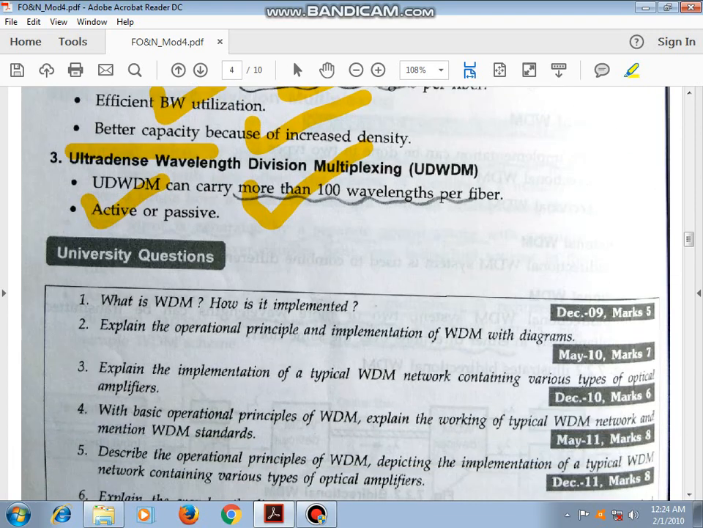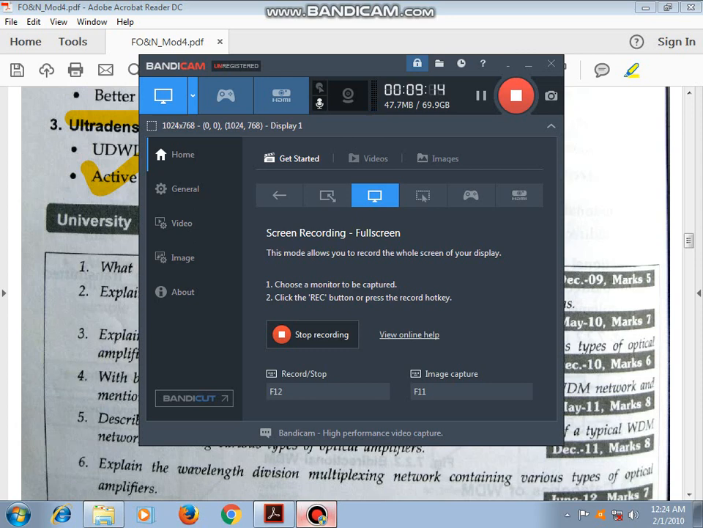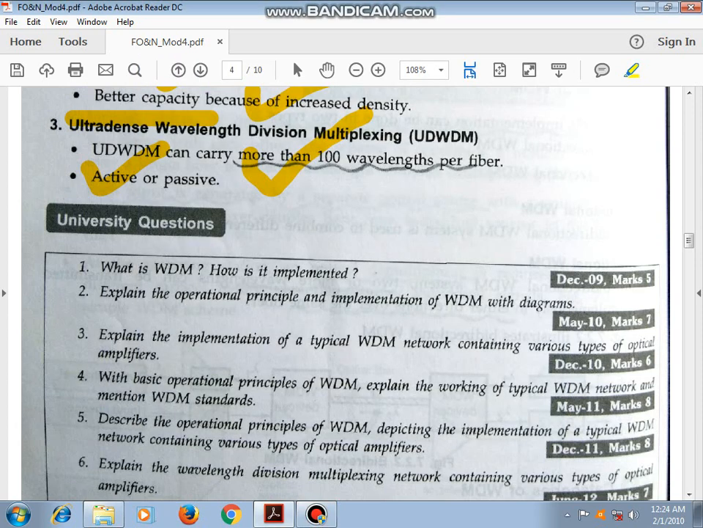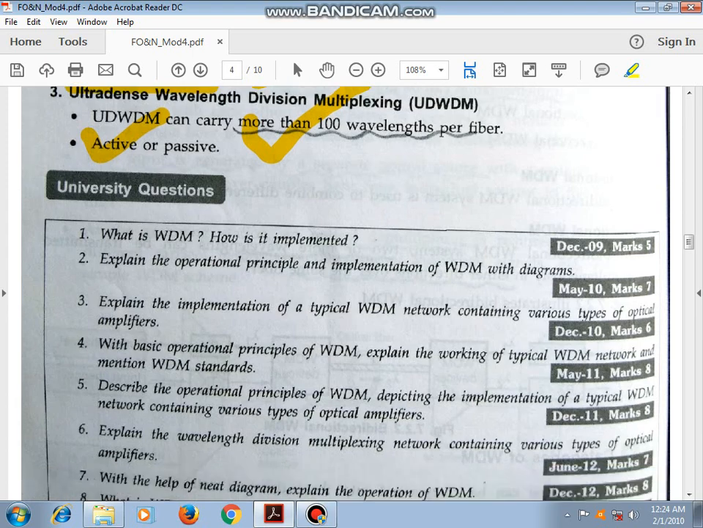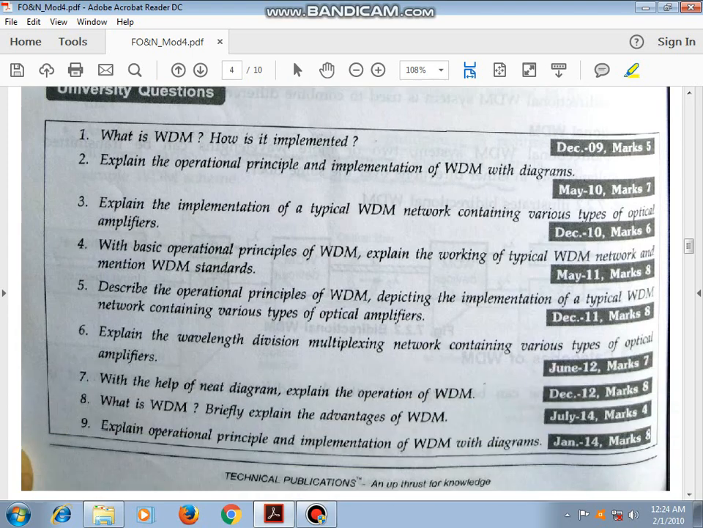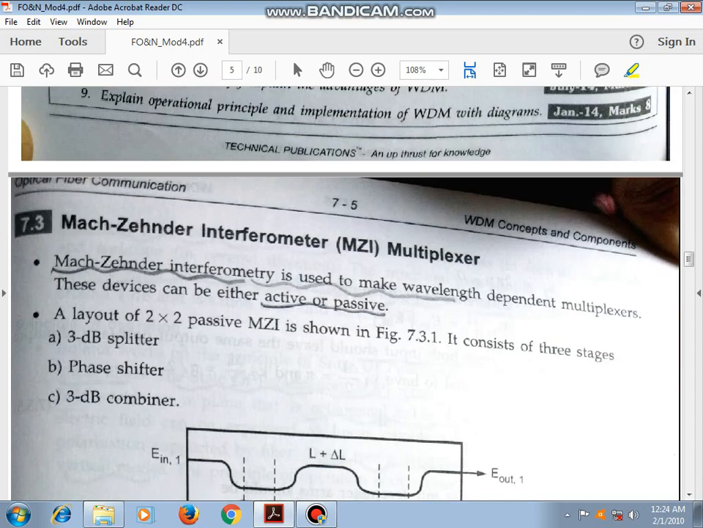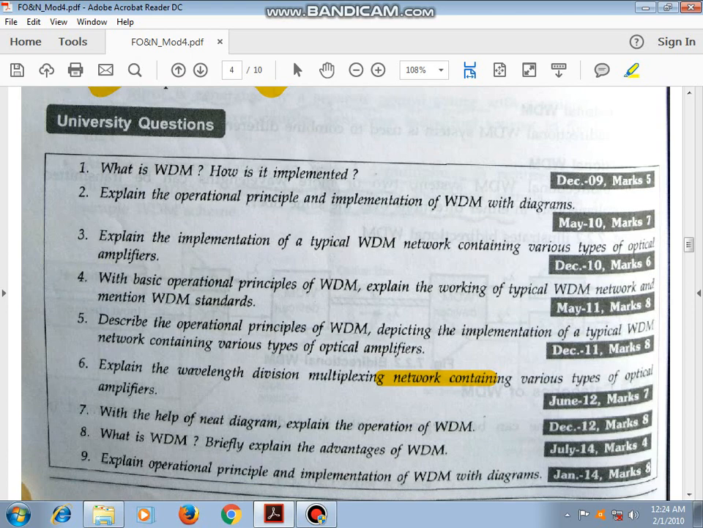So what are the university questions we may get? We will get: what is WDM, how is it implemented. Next, explain the advantages of WDM; in the features of WDM itself we have the advantages. With the help of a neat diagram, explain the operation of WDM. Explain a wavelength division multiplexing network containing various types of optical fibers. These are the concepts we have discussed in this class.